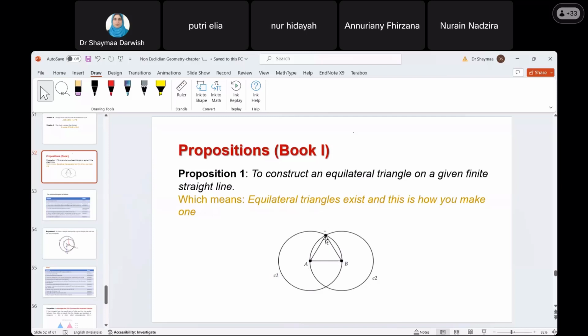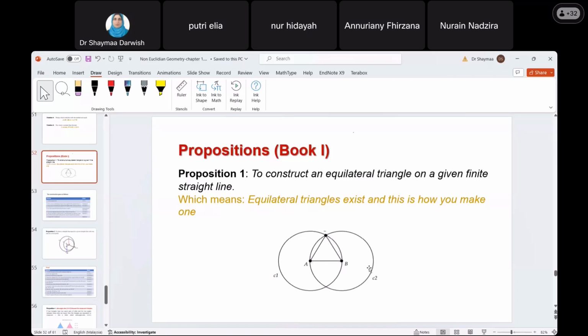If you call it C, for example, then AC is equal to CB is equal to AB. We claim this is an equilateral triangle. To prove it, for the first circle, we have that CB is equal to AB because both are radii. For the second circle, AC is equal to AB because both are radii. So CB is equal to AB, and CA is also equal to AB. So CB is equal to AB is equal to AC, and this is the equilateral triangle.